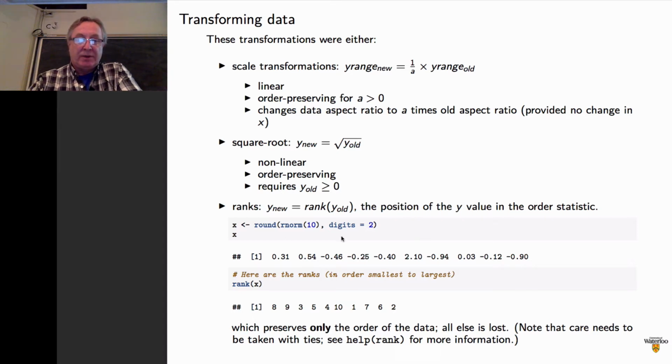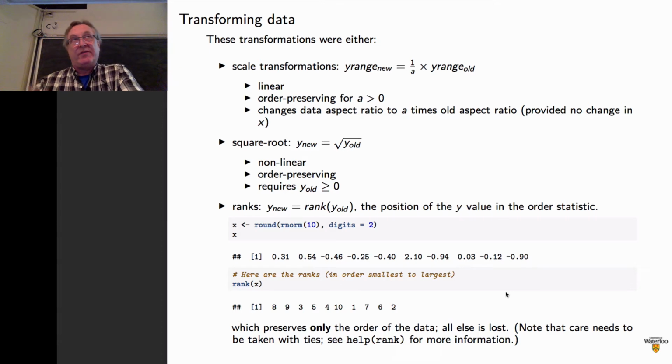And you can see how that works. So there's some numbers, and there are their ranks. So that the smallest number here is in position 4, right there from the end. That's the smallest number, first rank. Okay? So those should be all pretty familiar.